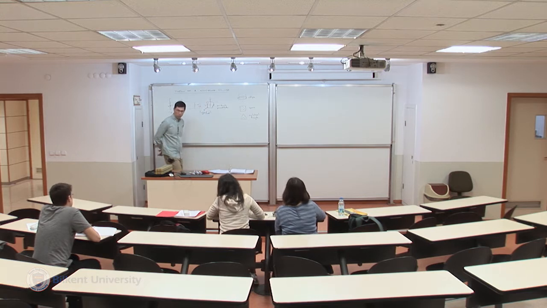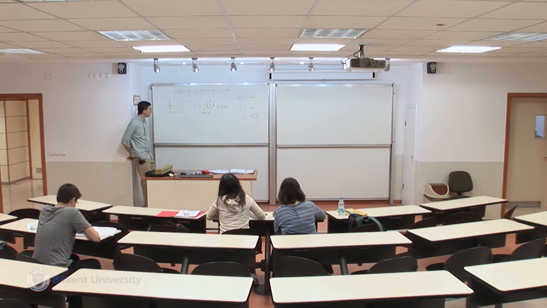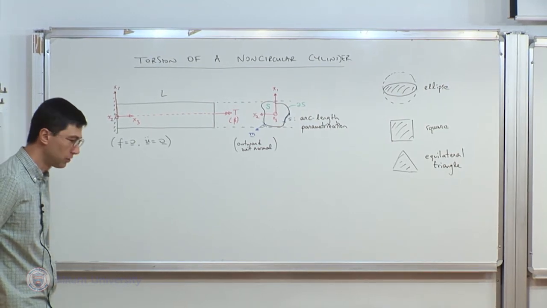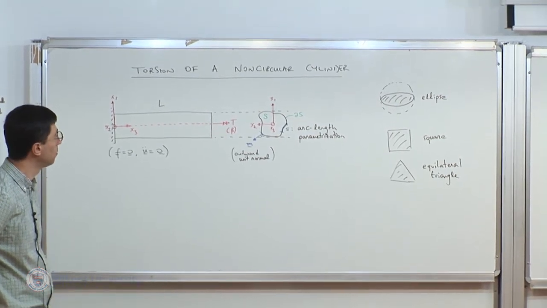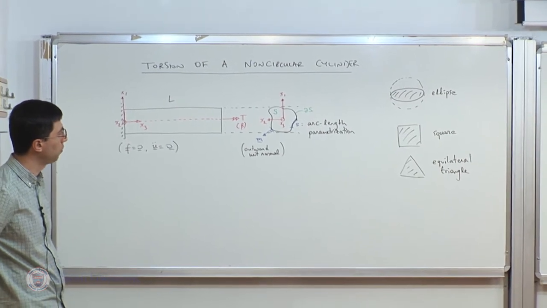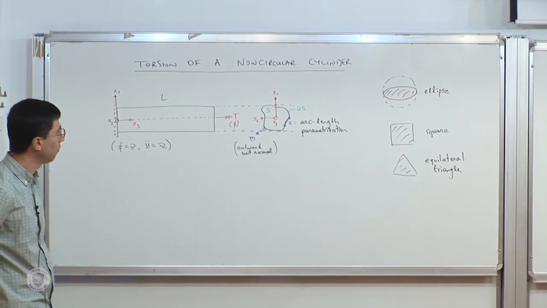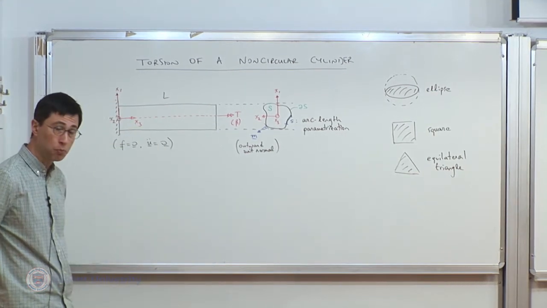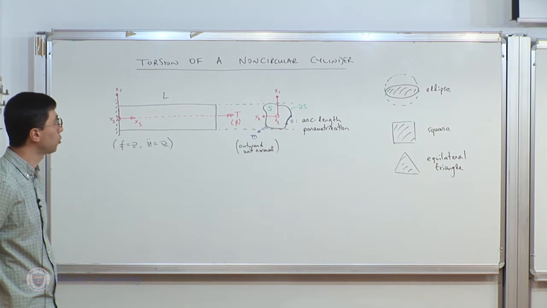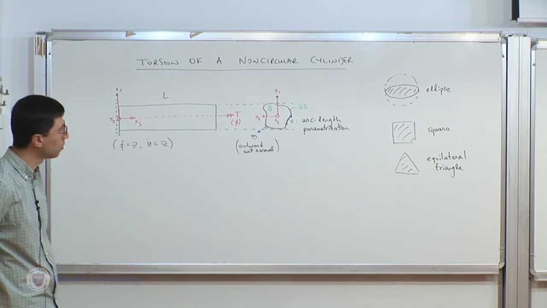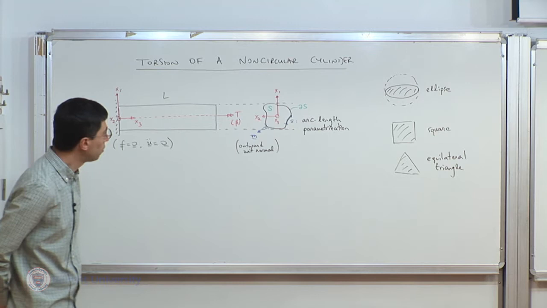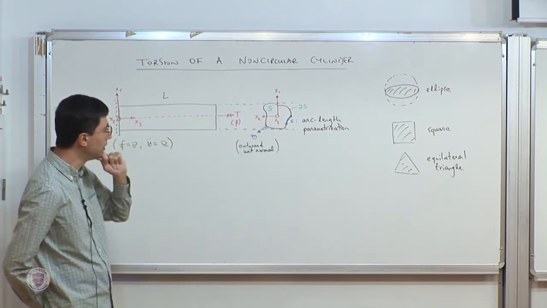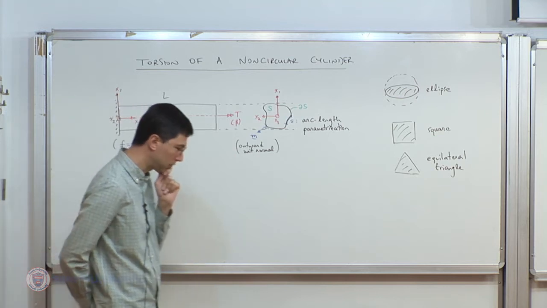Okay, so we will today begin our last problem, which is the torsion of a non-circular cylinder. It is appropriate to put this problem at the end of the course, for several reasons. First of all, the first problem that we solved was the torsion of a cylinder, but that one had a circular cross-section. Presently, it's not going to be circular. It's going to be some other solid shape, like an ellipse or a square or an equilateral triangle.